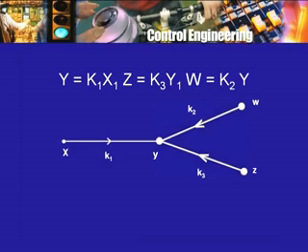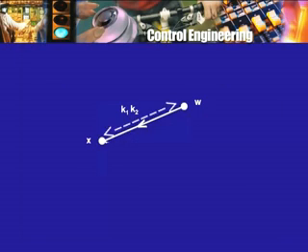But this situation is a little more complex. We have an intermediate node, however, Y. Now can we get rid of it? Yes, and as you can see, it will be just one more step beyond the earlier rule, because now I have W equal to K2Y and Y equal to K1X. So W equal to K2 into K1X. So I can directly draw an arrow between X and W with a transmittance K1, K2.